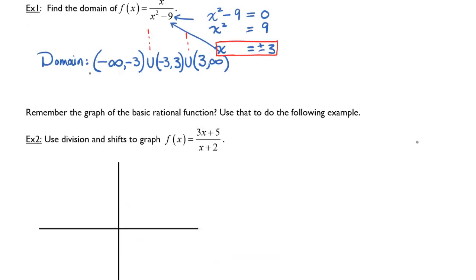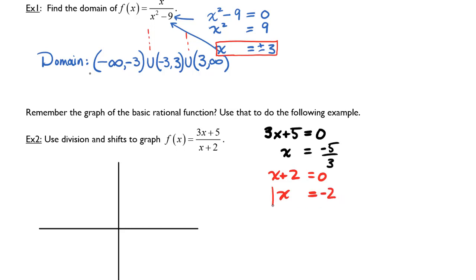Let's take a look at example 2. We need to use division and shifts to graph f of x equals 3x plus 5 over x plus 2. Now, my favorite way of doing this is to look at the roots in the numerator. So I'll have 3x plus 5. If I set that equal to 0, I will get a root. The root will be at negative 5/3. If I set the denominator equal to 0, I will have x plus 2 is equal to 0. So x equals negative 2.